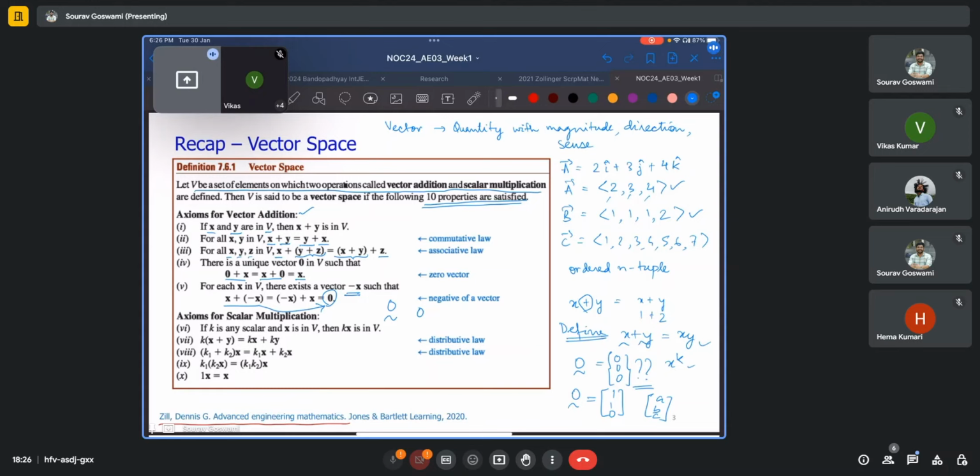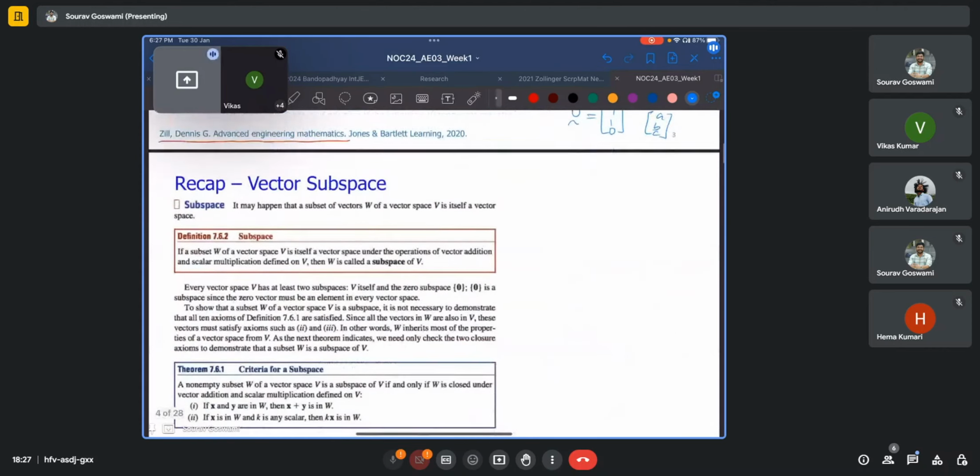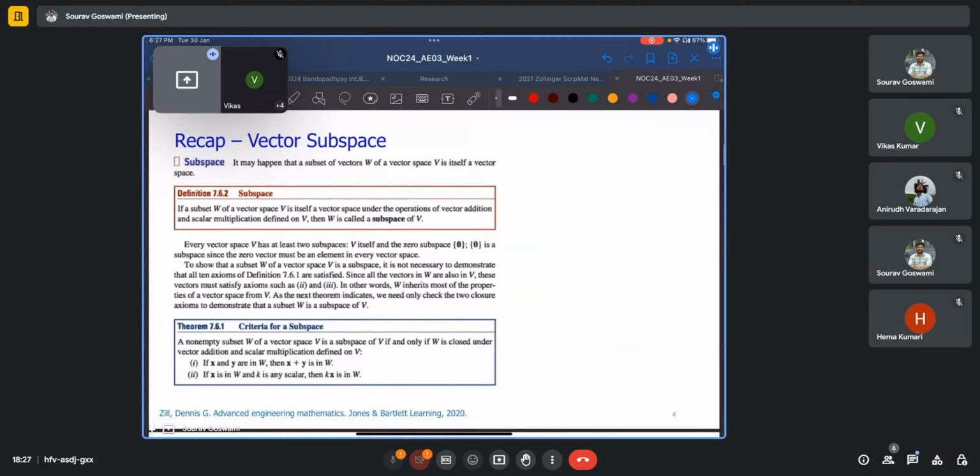Similarly, we have five axioms for scalar multiplication. If k is any scalar and the element x is in V, then kx should also lie in V. Similarly, the distributive law: multiplying the sum x plus y by any scalar k should equal kx plus ky. Distributive law for scalars: k1 plus k2 times x shall equal k1x plus k2x. Similarly, the scalars scale up, so k1 times k2 times x equals k1 times k2x, and 1x equals x. So this might look very trivial at this point. We'll do an example where these will come in handy.